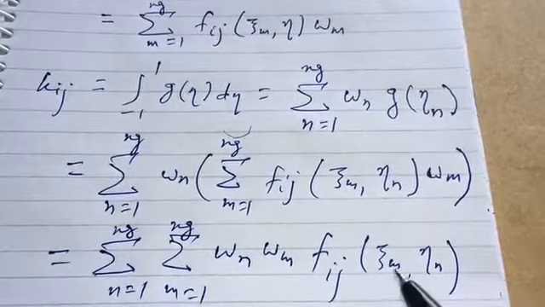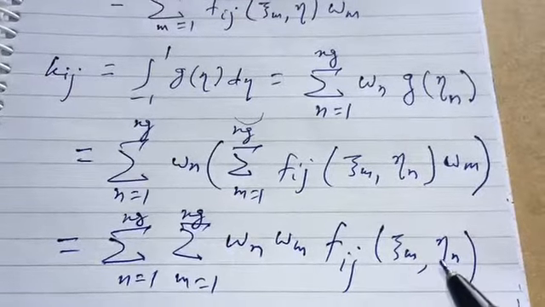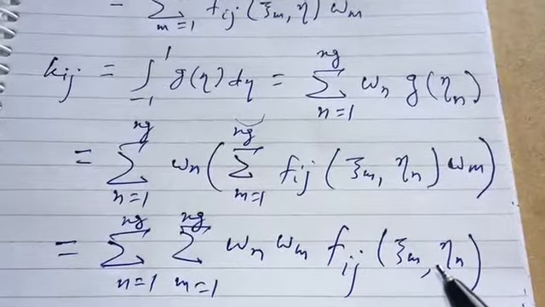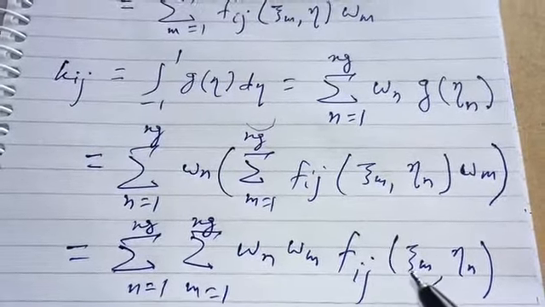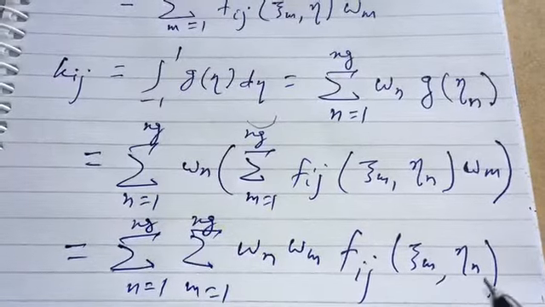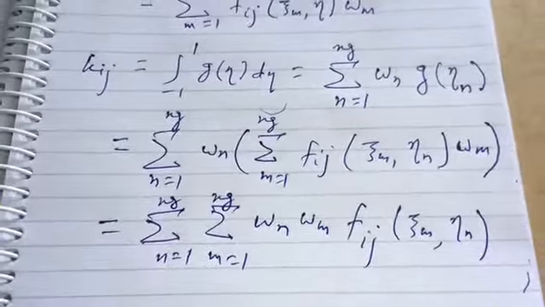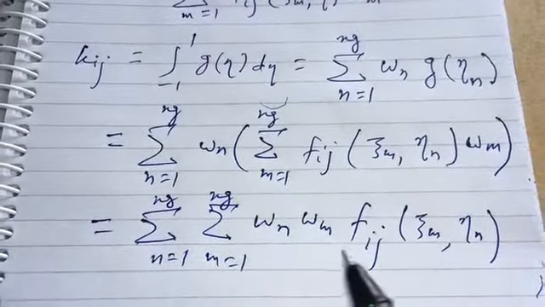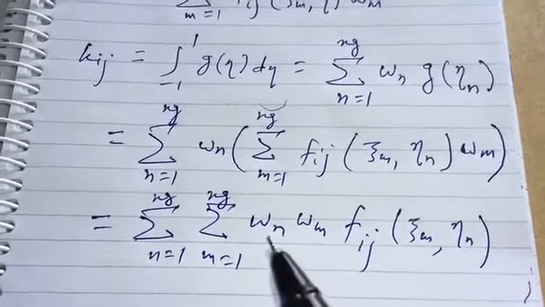Okay. So, these Gauss points are equivalent to the one dimensional Gauss points. However, we will have Gauss points in the xi direction and Gauss points in the eta direction. Okay. So, this is how we can find the integration for two dimensional problems.